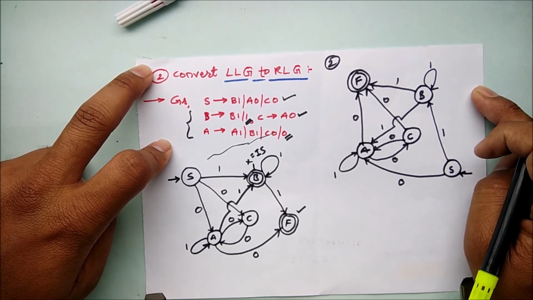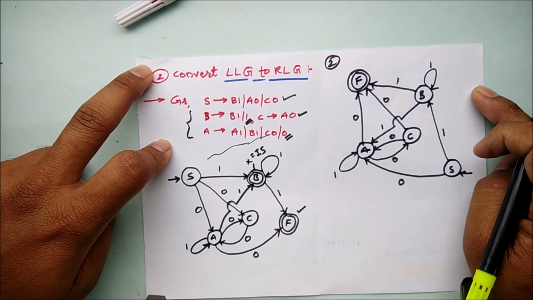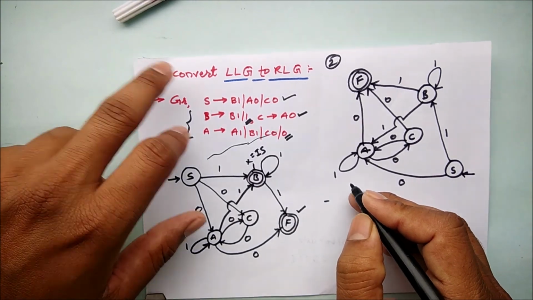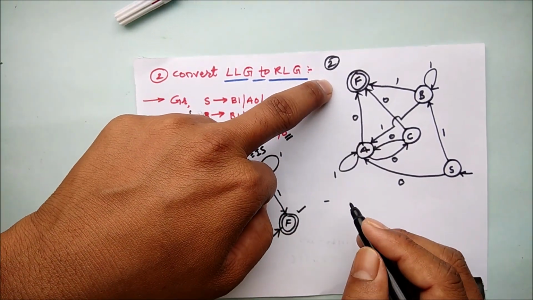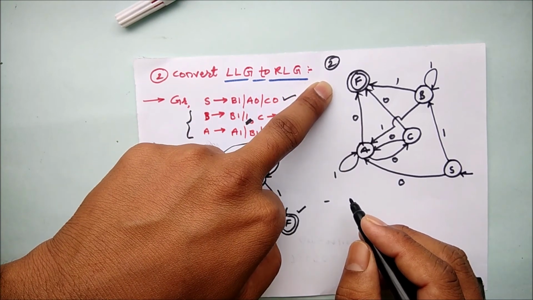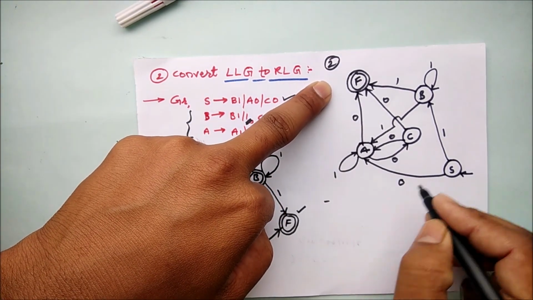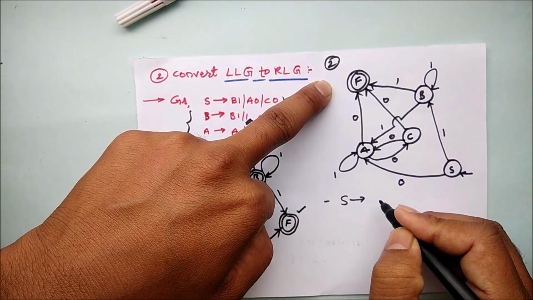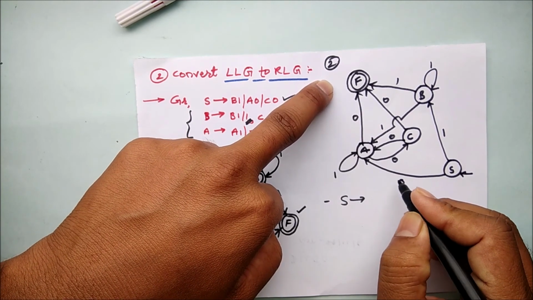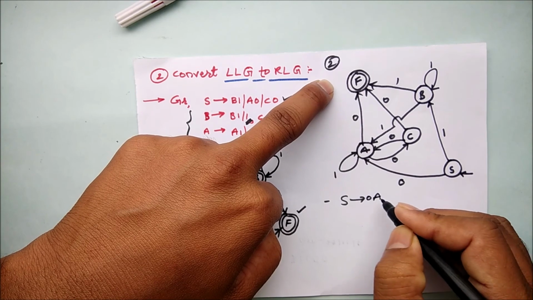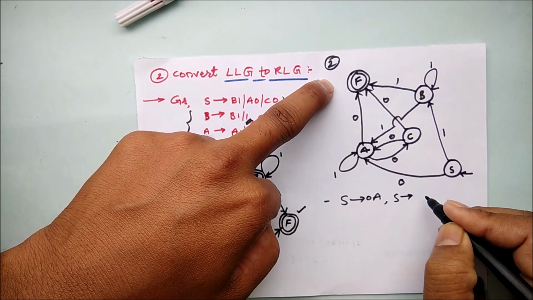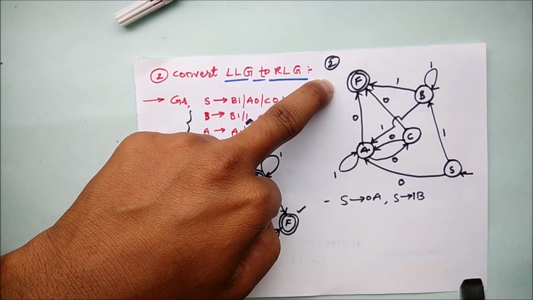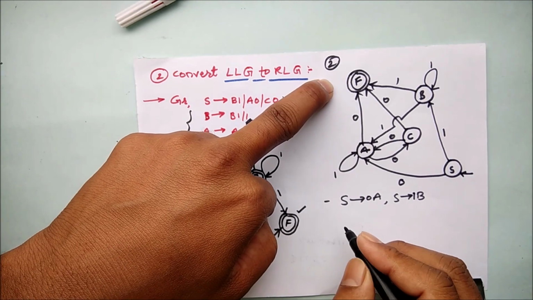So now we have converted from LLG into the finite automata, but we have to convert the LLG to RLG, right? So now let's try to write the grammar. And for grammar, we always have to start from the initial state. Now it is a right linear grammar we have to write, so the non-terminals we have to write on the right side. So S gives 0A, also S gives 1B, right? So these are the two production rules for S that have been finished.